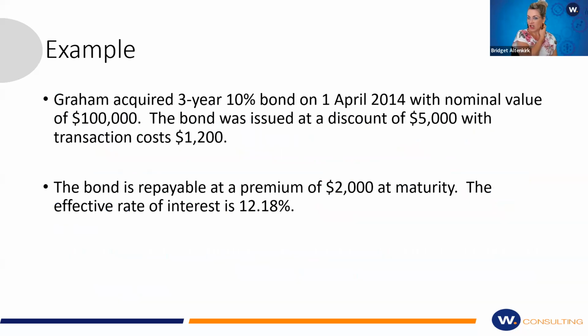So let's consider an example. Graham acquired a 3-year 10% bond on the 1st of April 2014 with a nominal value of $100,000. It was issued at a discount of $5,000 and transaction costs were $1,200. The bond is repayable at a premium at maturity. This scenario gave us the effective interest rate, but I can tell you that if you wanted to calculate it, you would get 12.18%.